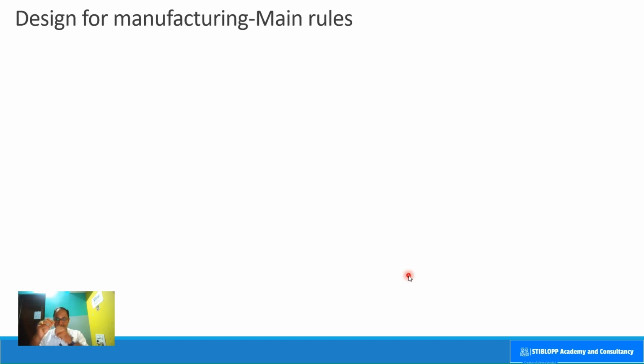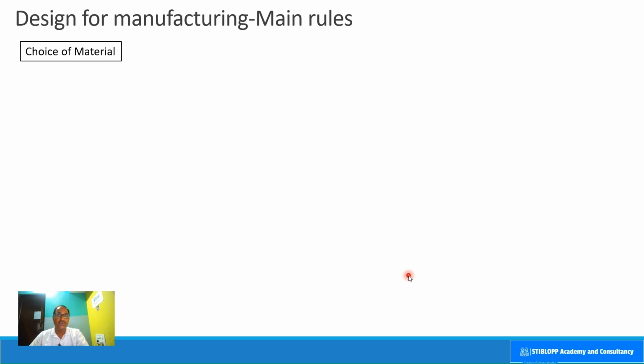The next design criteria that has to be followed is design for manufacturing. What exactly do I mean by this? We have to design our component in such a way that it is easily manufacturable. Okay. Before we do that, let's see what the main rules are.